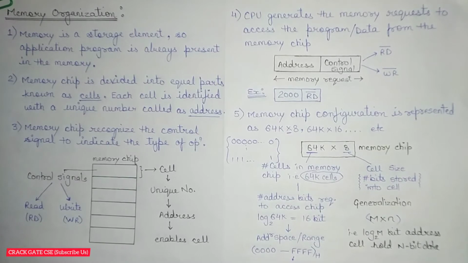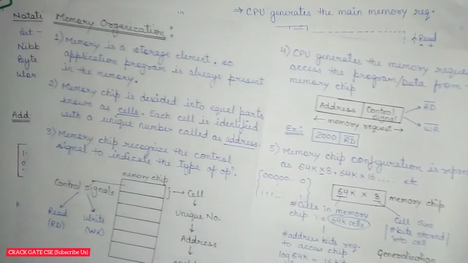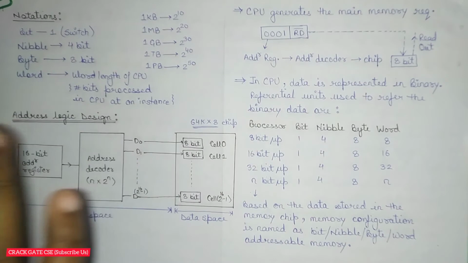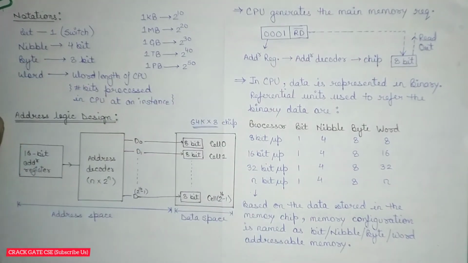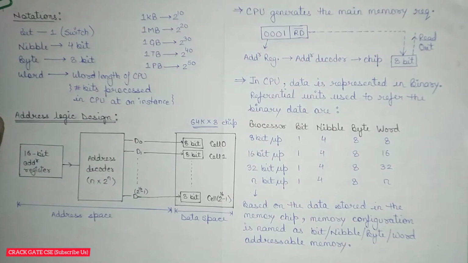Now let's quickly move on to one more important thing, which is notations. These notations are also very important. You need to have an idea of what a bit, a nibble, and a byte are. A bit is nothing but a single flip-flop, where the value can be 0 or 1. It will be either on or off, just like a switch.